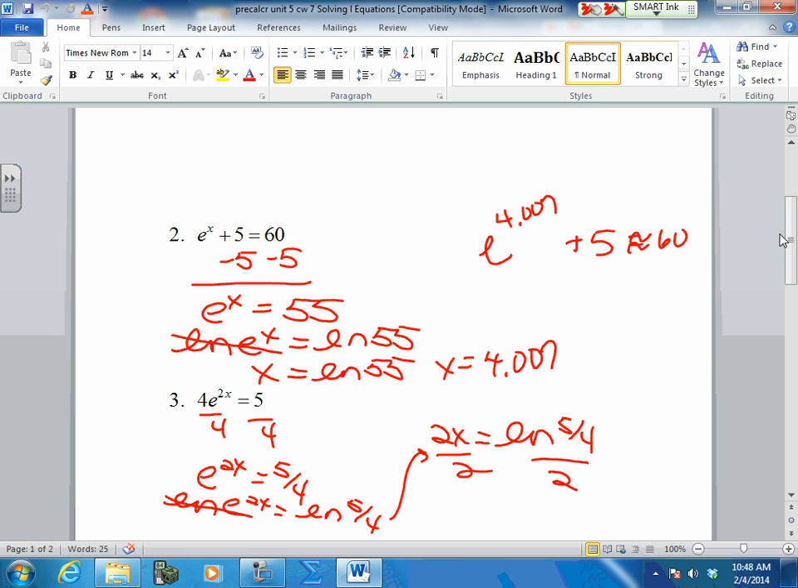So let's see what you get. Be careful with your parentheses. One, 2. Good. So let's try plug this back in. 4 times e to the 2 times this. And see if we get approximately 5. Get approximately 5? Close enough?